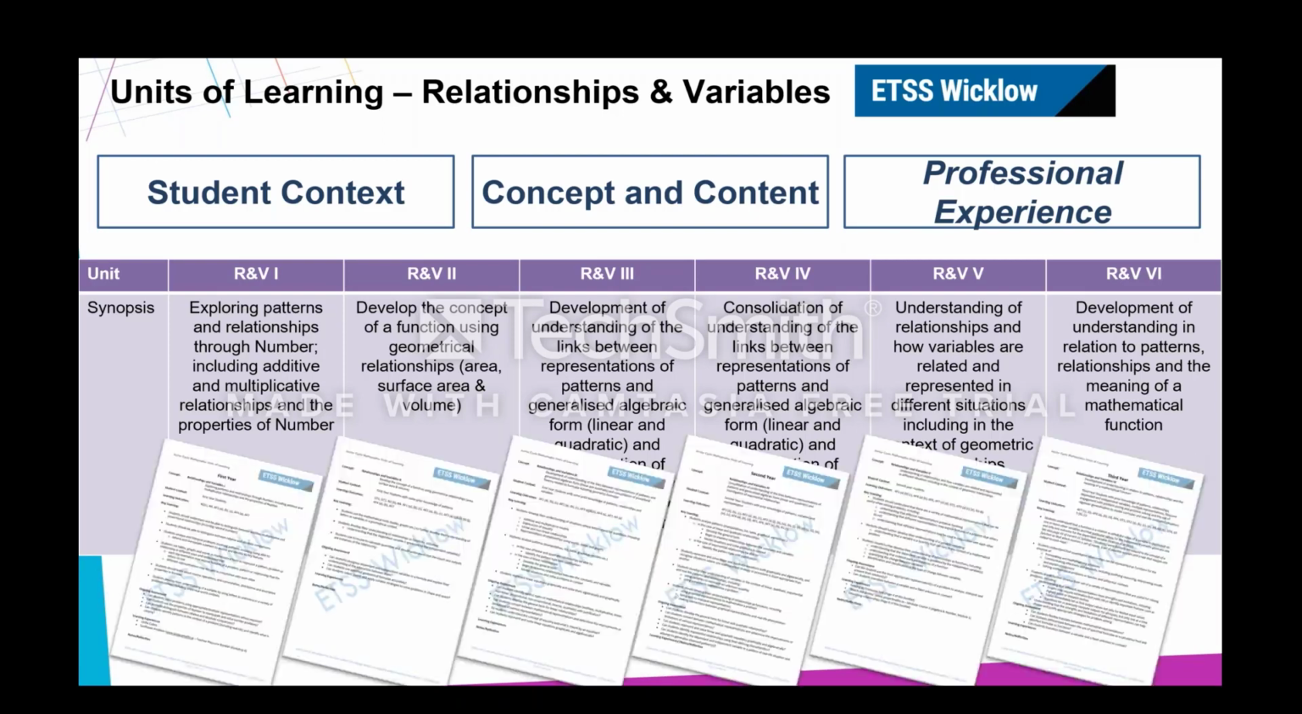So you have 1, 2, 3, 4, 5, and 6. So 1, 2, and 3, I think, are 1st year units, and then 4 and 5 are 2nd year units, and then you have the 6th one, which is a 3rd year unit.